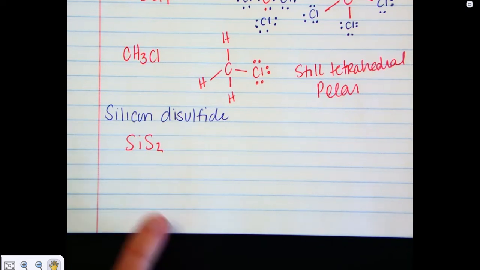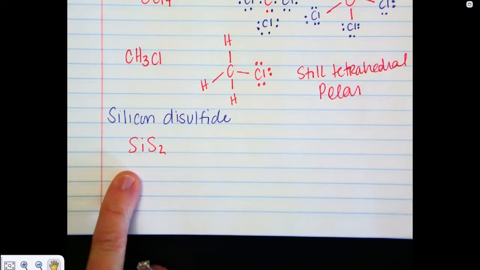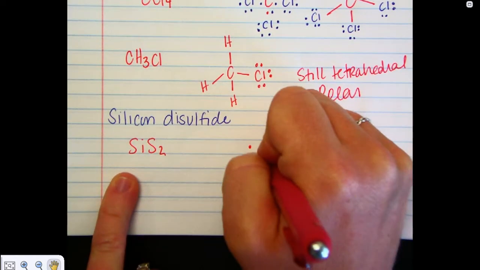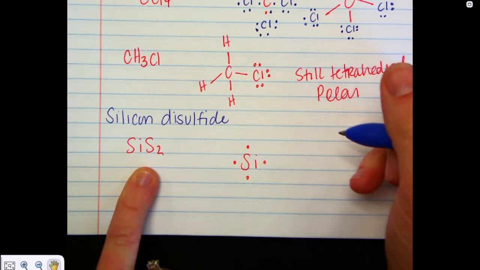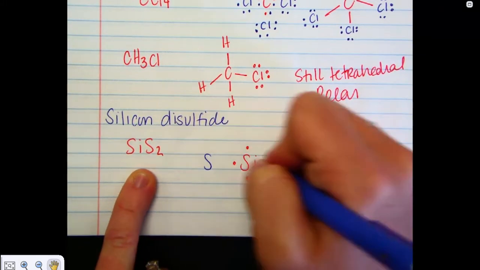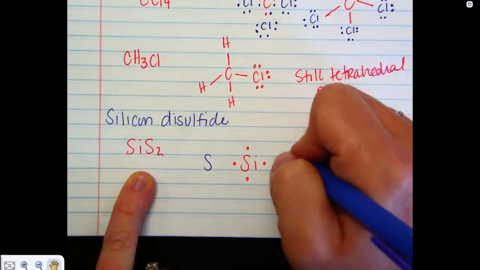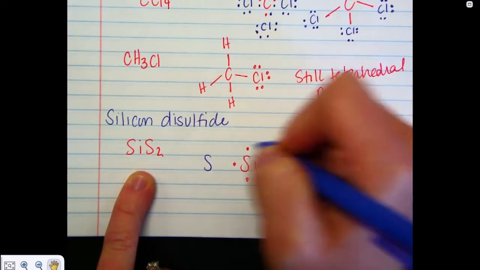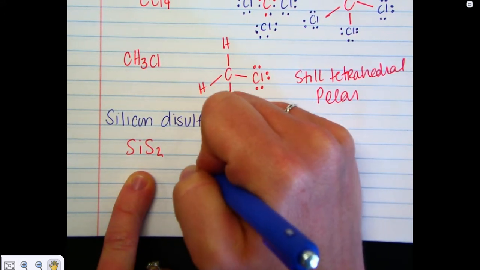You're going to start by drawing your Lewis dot structure, starting with your silicon in the middle. We're going to start with silicon in the middle because it makes the most number of bonds. So Si, 1, 2, 3, 4. And then I have 2 sulfurs. I'm going to put 1 on each side. Each sulfur is in the 6A column. It gets 6 dots. So 1, 2, 3, 4, 5, 6. 1, 2, 3, 4, 5, 6.